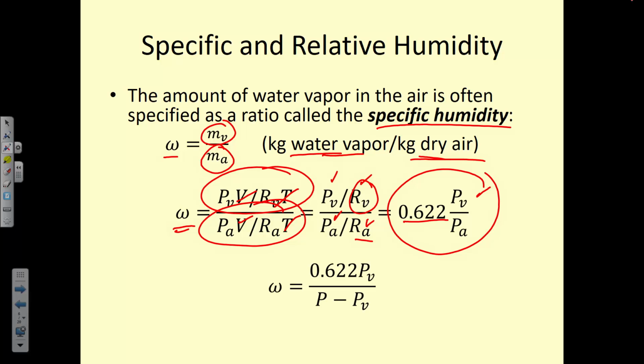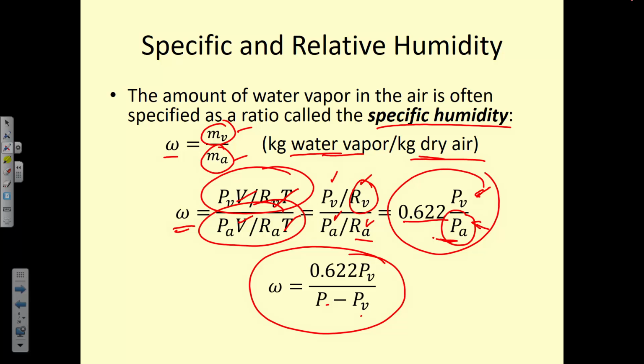So if we know the partial pressure of the water vapor and the partial pressure of the air, we can use that instead. Or if we know the mass of the vapor and the mass of the air, we can use that to figure out the ratio of the partial pressures. So another way to write this, because P sub A is equal to P minus P sub V, is we can write it all in terms of the water vapor pressure and the pressure of the atmosphere.